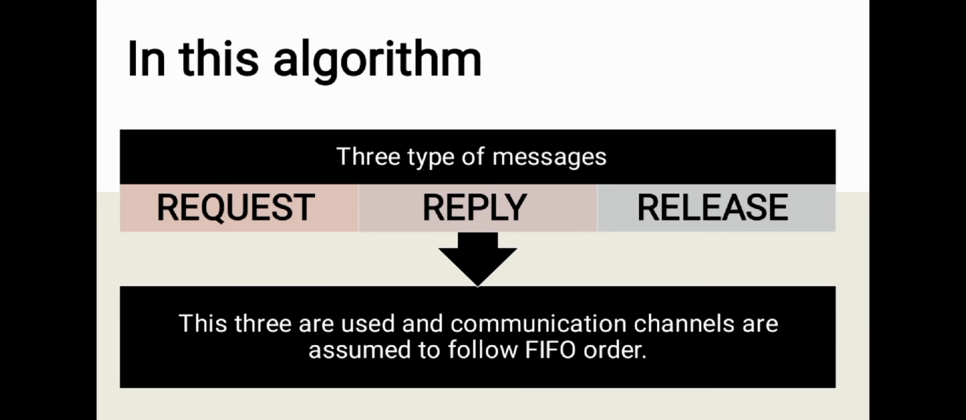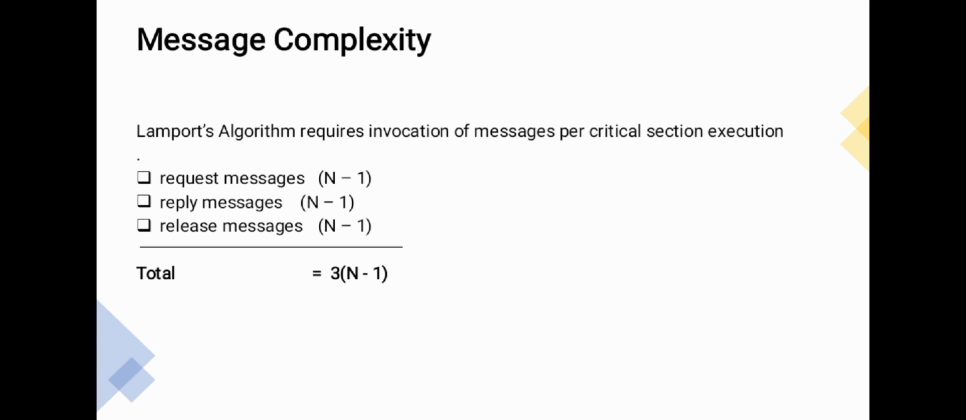What is FIFO order? FIFO order is a model where each channel acts as a first-in, first-out message queue, and thus message ordering is preserved by the channel. The Lamport algorithm requires the invocation of messages per critical section execution: the request message, reply message, and release message. In total, this equals 3(N-1).